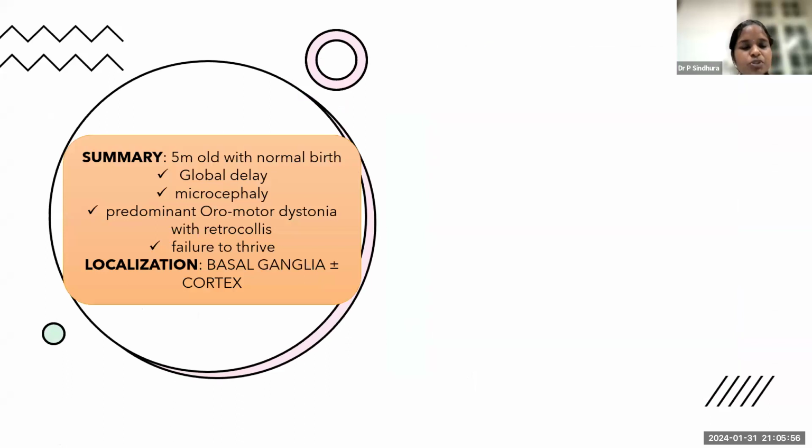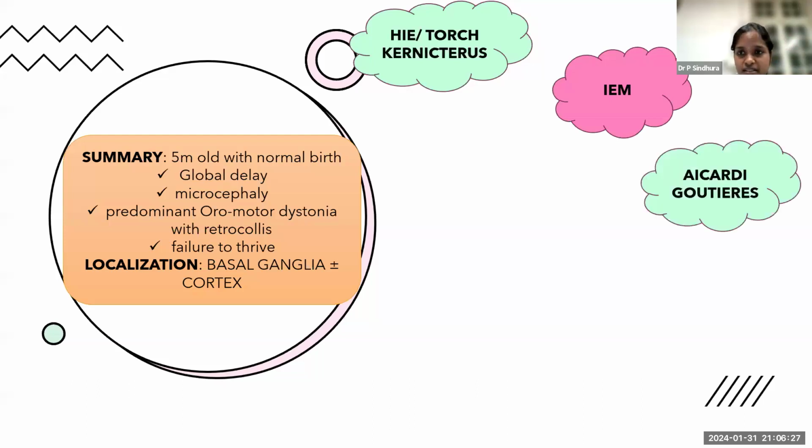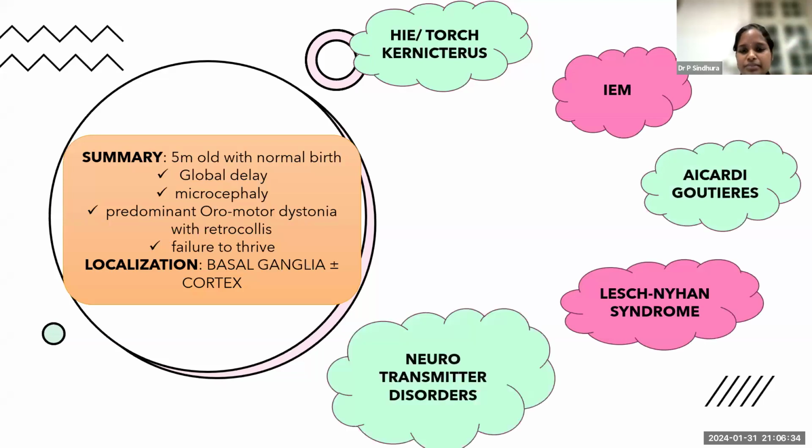Coming to the summary: a 5-month-old baby with normal birth, global delay, microcephaly, predominant oromotor dystonia with retrocollis, and failure to thrive. Probably the localization could be basal ganglia plus or minus cortex. My differential diagnoses at this point would be HIE, kernicterus or TORCH infections, although the antenatal history was normal, we would still consider it. Probably IEM, including organic acidemias and mitochondrial disorders, although there were not many metabolic decompensations. Aicardi-Goutieres syndrome, but there were no seizures. Lesch-Nyhan syndrome and probably neurotransmitter disorders, although microcephaly is present in some types like sepiapterin reductase deficiency.